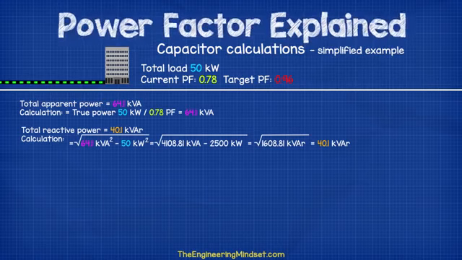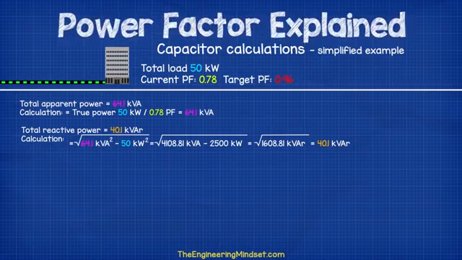It also has a reactive power of 40.1 kVAr. We find that by taking the square root of the kVA squared minus the kilowatt squared. So take the square root of 64.1 squared minus 50 kilowatts squared.